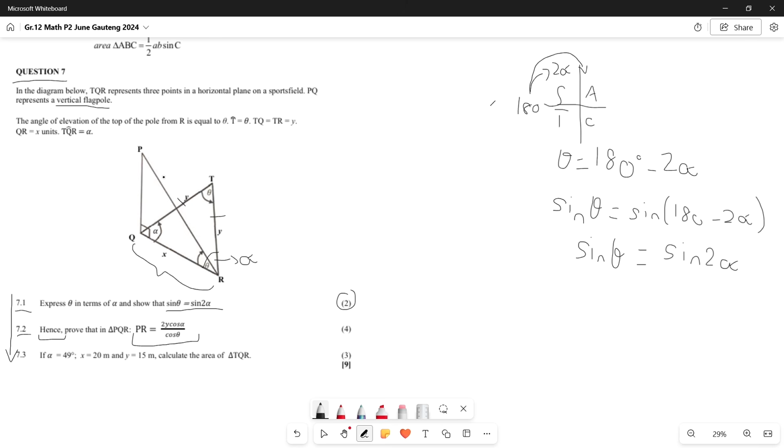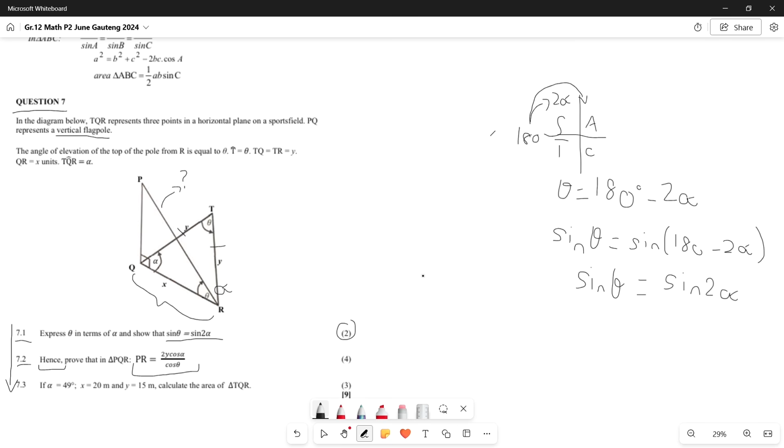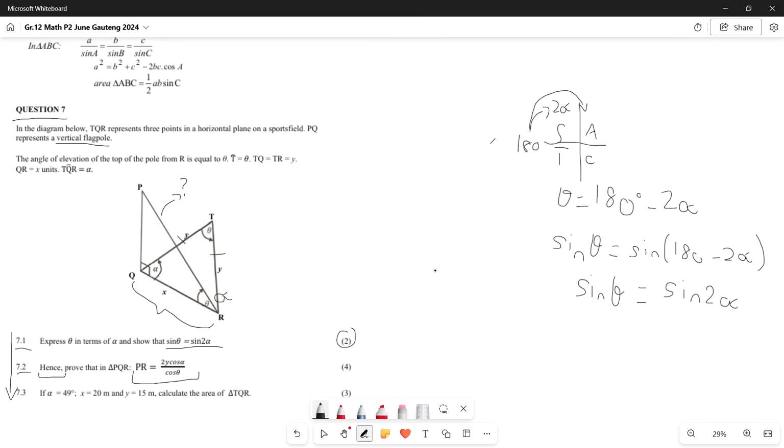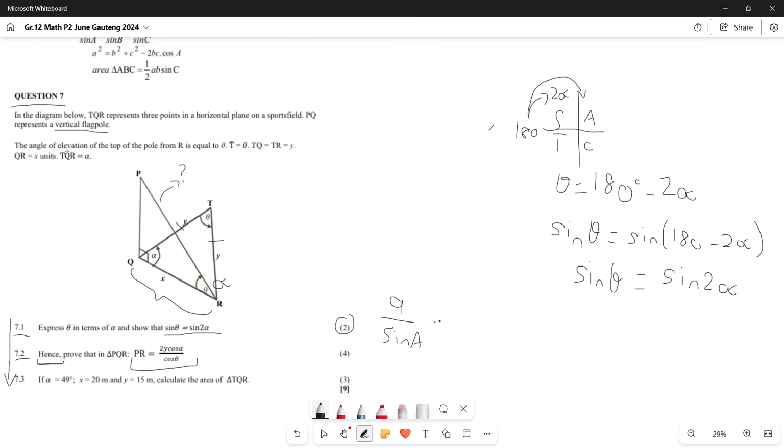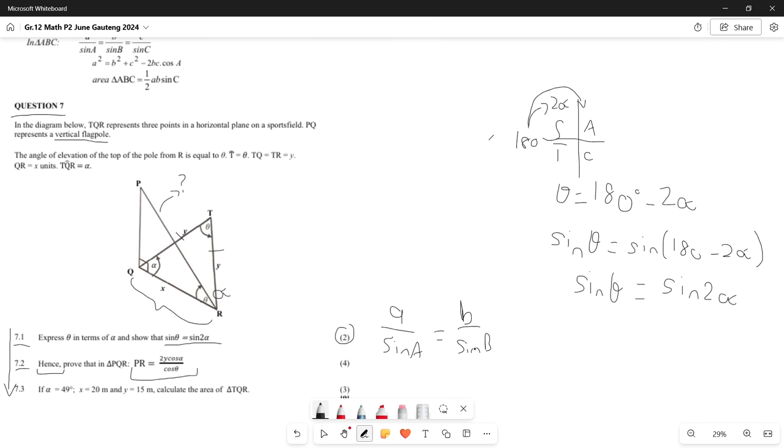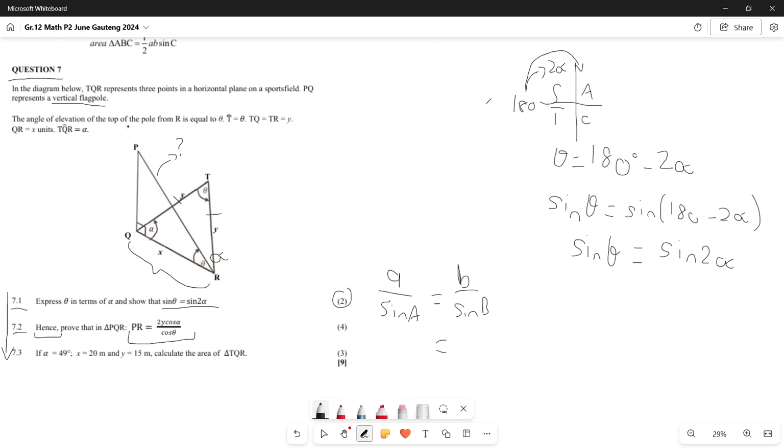Because ultimately what they want is PR, and the only way we can get PR into triangle TQR at the bottom is to get PR in terms of QR, okay? So if we're going to work with trig and triangles for our PQR over here, we're going to use our sine rule for 4 marks, okay? Because it means we have a over sine A and b over sine B. A reminder that in the sine rule, the side is the length of the side opposite the angle that we're dealing with, which means that if we want PR, we're going to have to put PR over here.